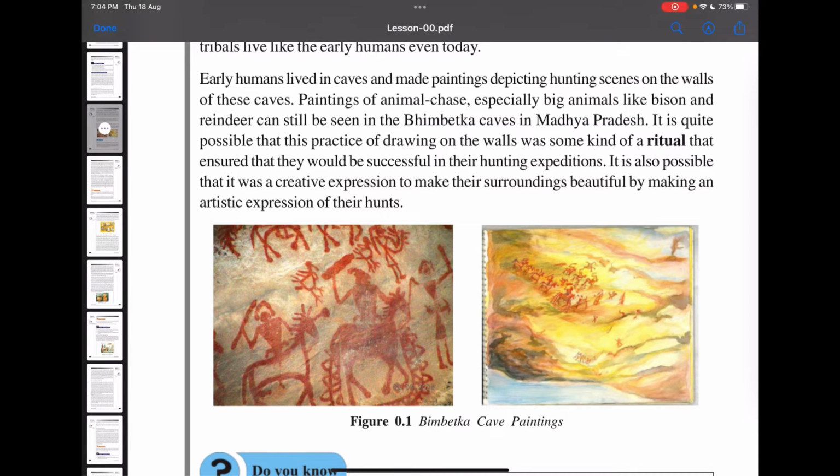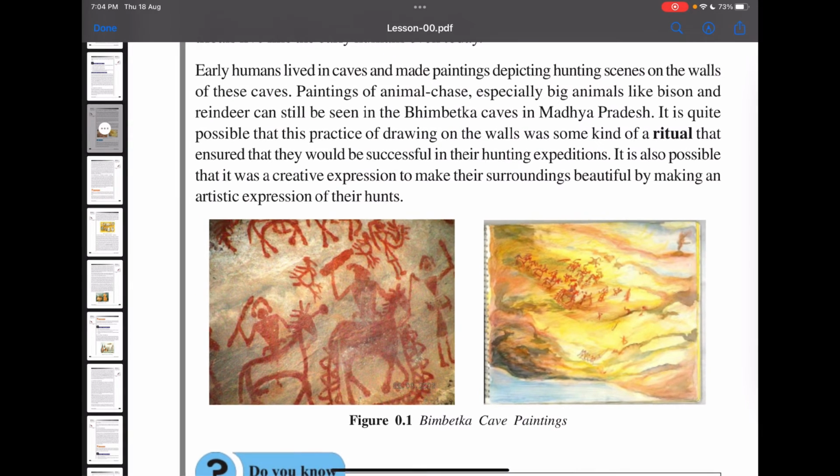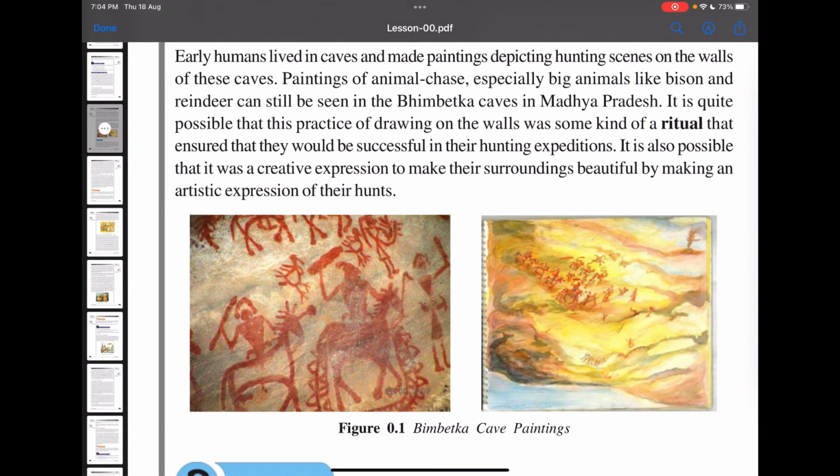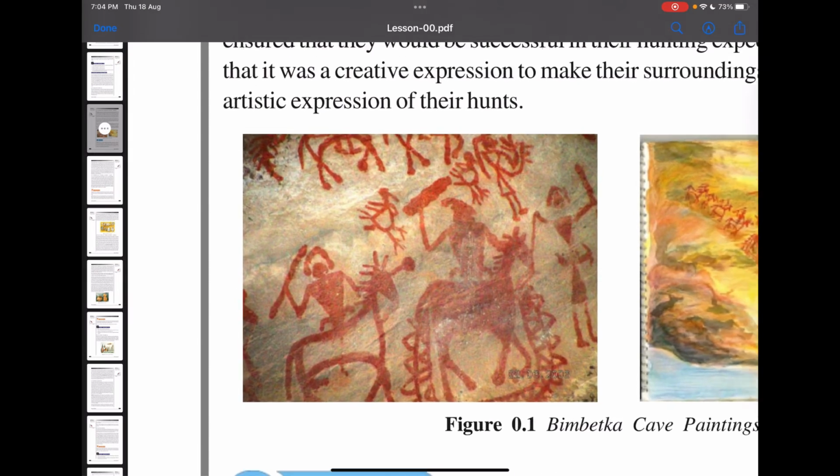It is quite possible that this practice of drawing on the wall was some kind of ritual to ensure that they would be successful in their hunting expedition. It is also possible that it was a creative expression to make their surroundings beautiful by making an artistic expression of their hunts.